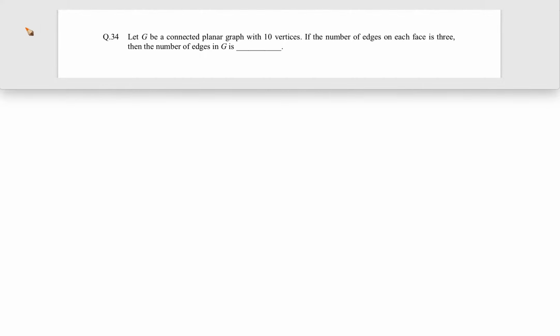Okay, now let's see this question. This question came in 2015. The question is, let G be a connected planar graph with 10 vertices. If the number of edges on each face is 3, then the number of edges in G is what?